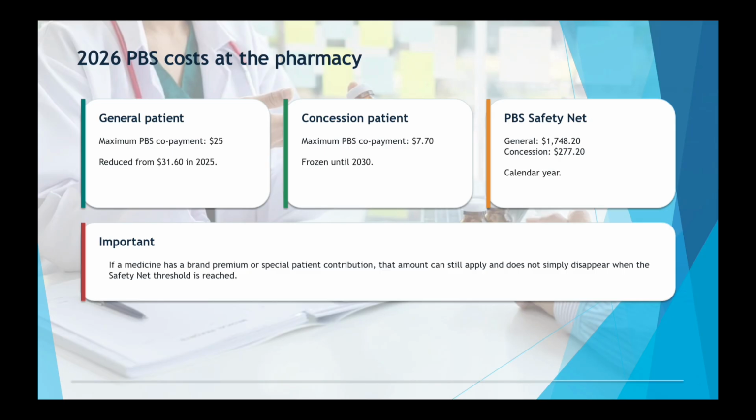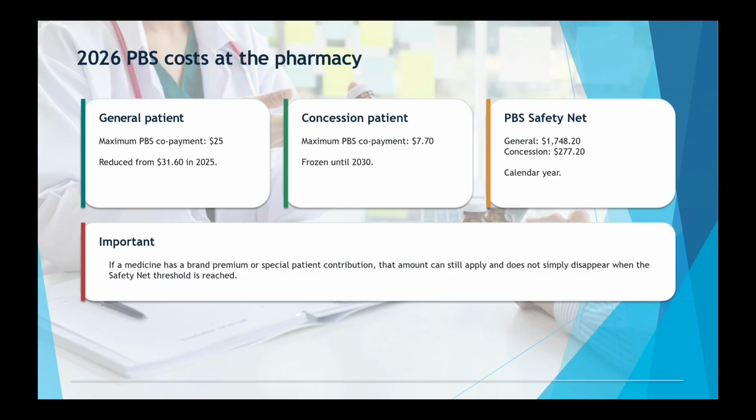Whatever the cost will be, you will be just paying one amount, that is $25. It is just for the general patient, whereas the concessional patient will be just paying $7.70, and most pharmacies will give a discount, and most pharmacies will be just charging $7.10. It depends upon the pharmacy rule. And with the PBS safety net, as I have already mentioned, it runs till the end of the calendar year, so end of December. With the general there is one amount, and with the concession there is another amount.